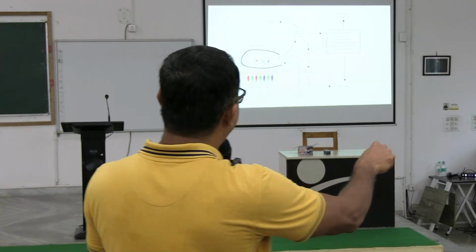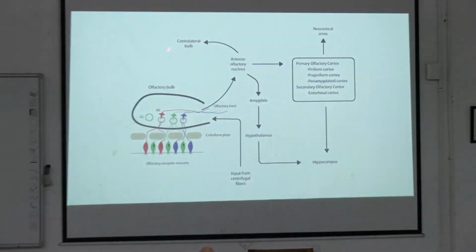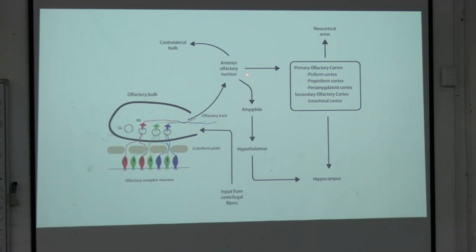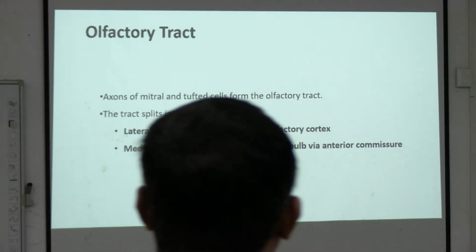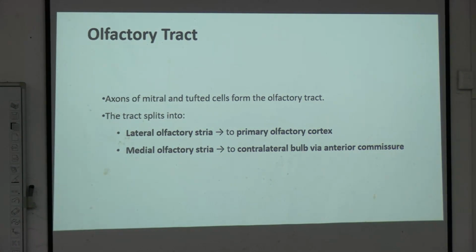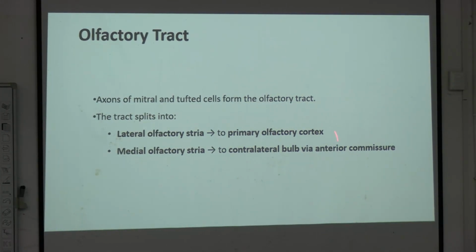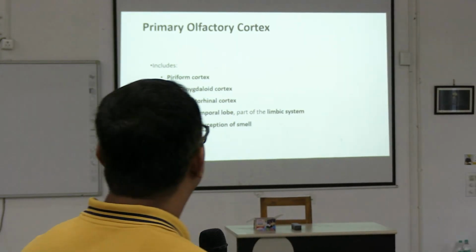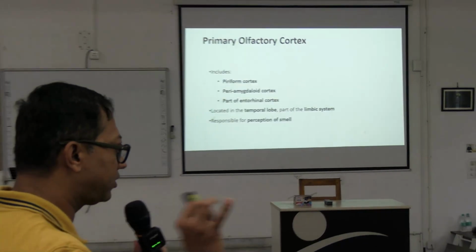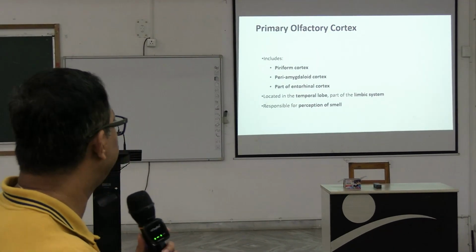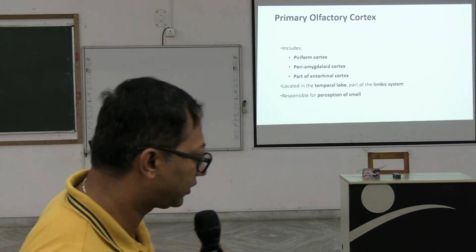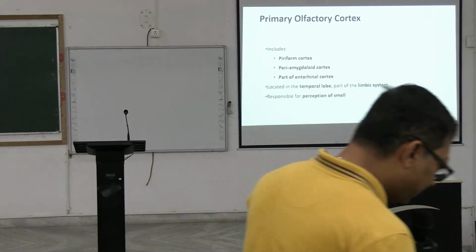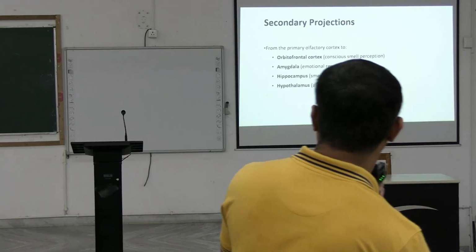So here is the olfactory tract, and it goes to the opposite side, that is the contralateral bulb, and also goes into the olfactory cortex. So two different pathways: one is the lateral olfactory stria, another is the medial olfactory stria. Lateral goes to the primary olfactory cortex and the medial goes to the contralateral bulb. Now the primary olfactory cortex essentially means the piriform cortex, periamygdaloid cortex and part of the entorhinal cortex. These are all part of the temporal lobe. You will study the specific location in anatomy.